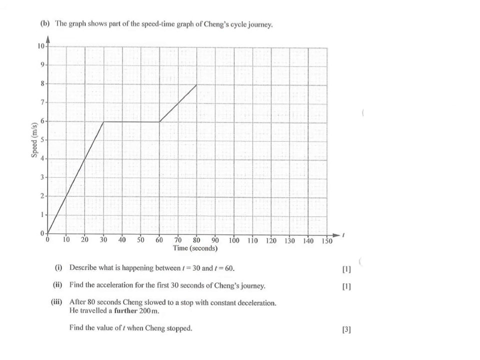Question 10b. This graph shows the speed-time graph. Let's recall a little bit on speed-time graphs. How do we find distance from a speed-time graph? For distance, in a speed-time graph, distance will be the area under the graph. And how do we find acceleration? Acceleration for a speed-time graph will be the gradient. So we need to know these 2 things. And to find the speed, we just read the graph directly.